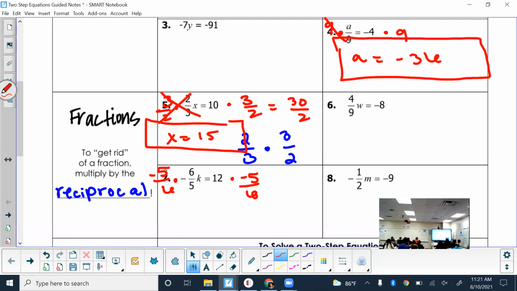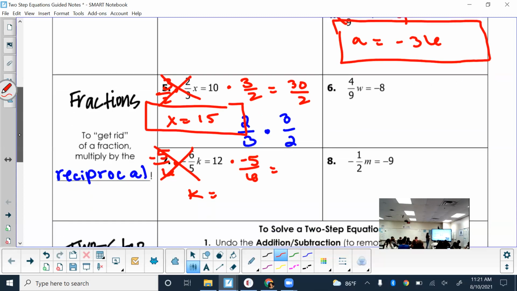What happens to the fractions on the left? They cancel out. That's the whole reason we did that, so that they would cancel out and we get the variable by itself. And then on the right side, you've got to simplify that. Either cross simplify or multiply straight across. I'll show you cross simplifying for a second, if you're not familiar.